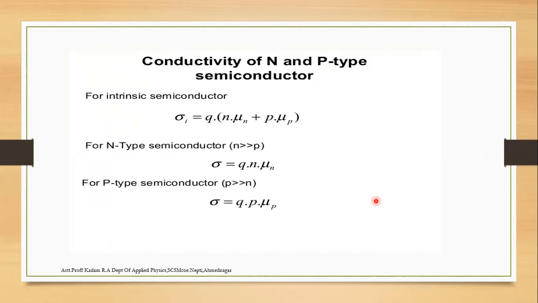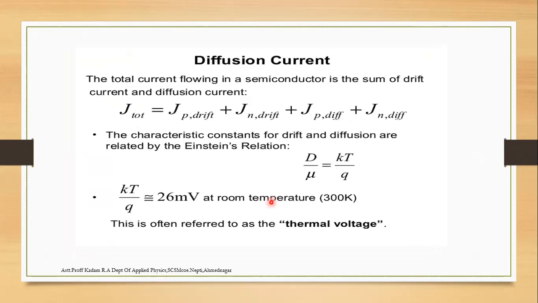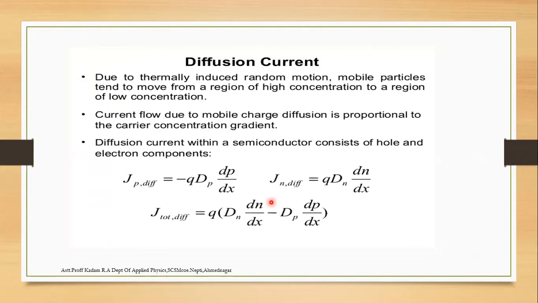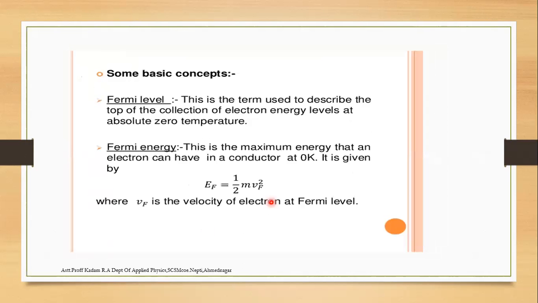Calculate the conductivity of the semiconductor in the N type and the P type, the extrinsic semiconductor. You will know that relation. Then the defined terms, the drift current and the diffusion current. Then next is the most basic important concept related to the Fermi level, Fermi energy, and the Fermi Dirac distribution derivations.